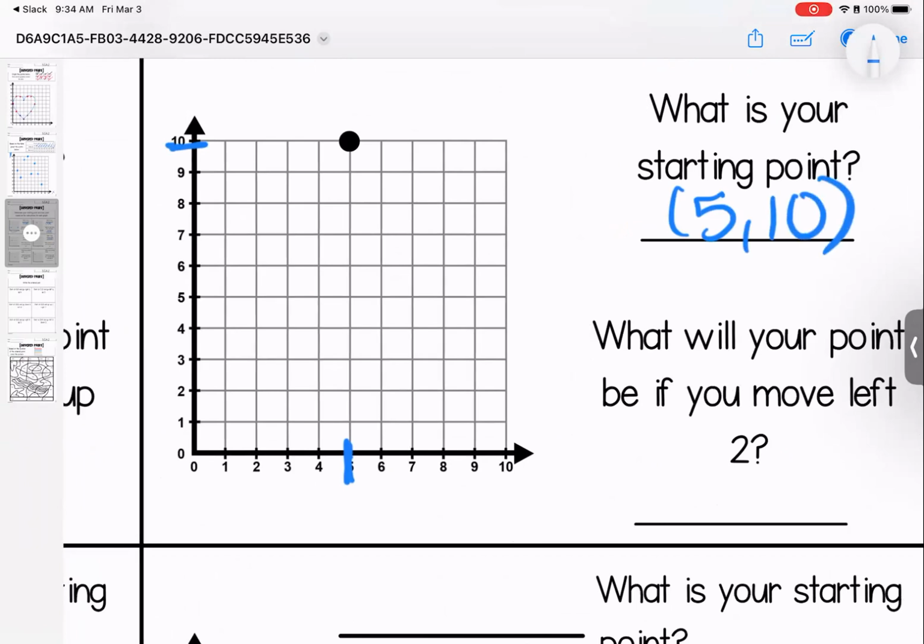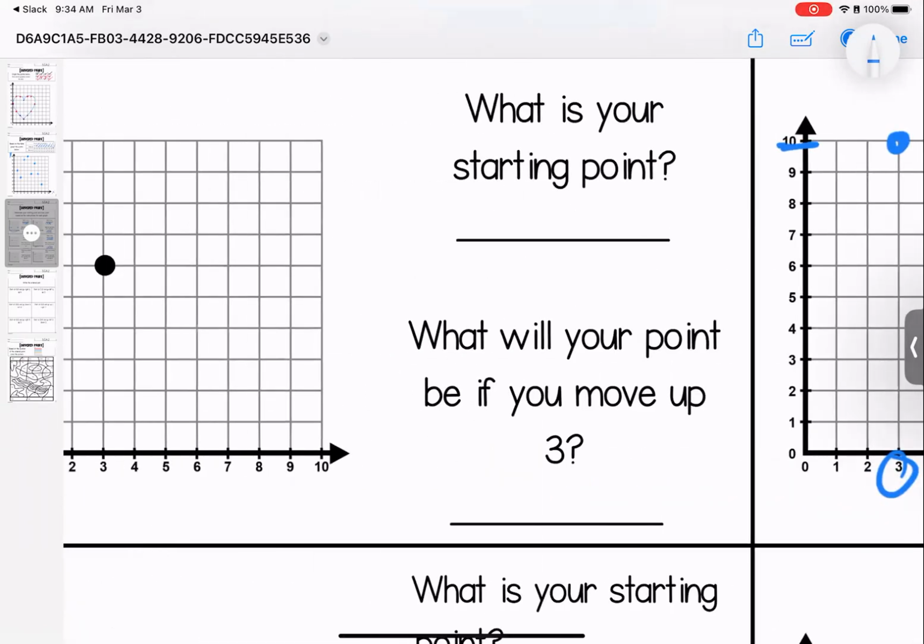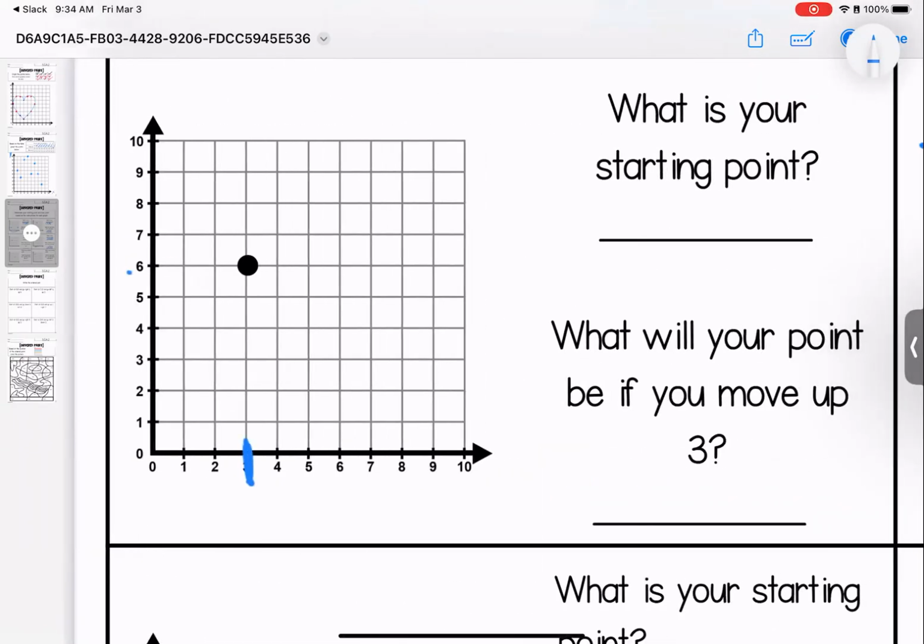What will your point be if you move 2 to the left? If I move 2 to the left, I'm going to be at the 3. So over 3, up 10. My starting point for this one, I'm at the 3 and the 6. So over 3, up 6. What will your point be if you move up 3 more? I would be over 3, up 9.